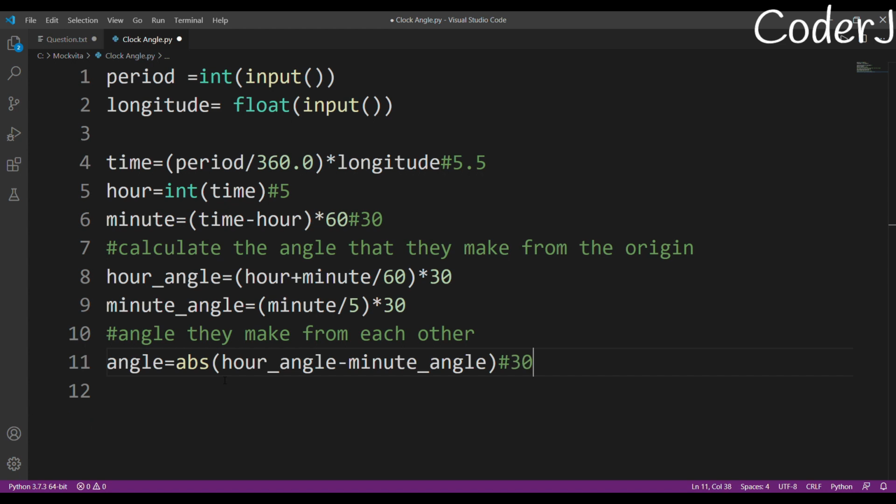My angle can be 30 degrees. It can also be 270 degrees. Okay, so I now need to find the minimum angle. How do I do that? I have already mentioned it beforehand. I need to find this minimum angle, right?